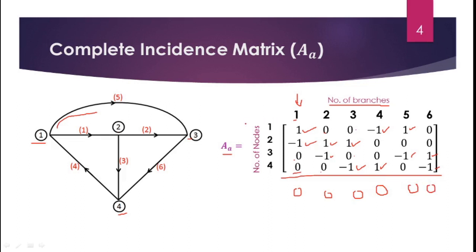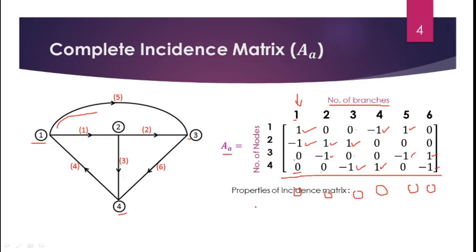So how can we identify whether the given matrix is a complete incidence matrix or a reduced incidence matrix? A very simple way is to find the addition of all the column elements for all columns 1, 2, 3, 4, 5, 6. If all the column additions are 0, then you may say that it is a complete incidence matrix. If one of the columns does not have that 0 summation, then you can say that this is a reduced incidence matrix. So this is the basic difference between the complete incidence matrix and the reduced incidence matrix.